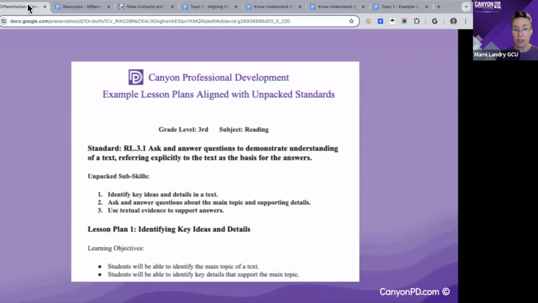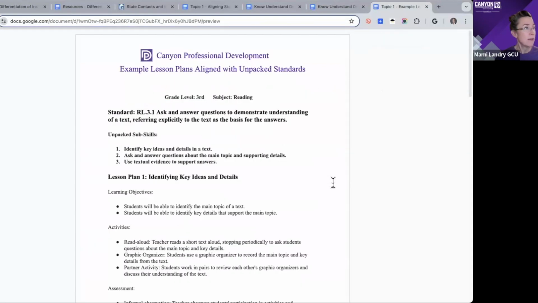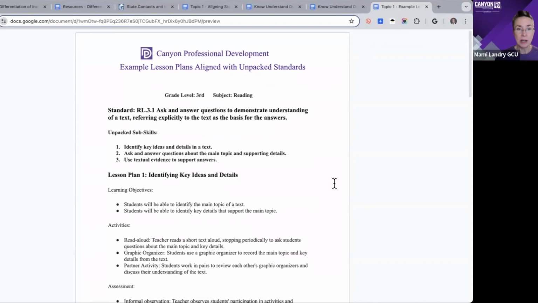They have to be able to identify key ideas and details in a text. They have to be able to ask and answer questions about main topic and details. And they have to use textual evidence to support their answers. Once I've unpacked those 3 skills, I can now write my learning objectives and plan some lessons. You can find this document in the course documents. It's called Example Lesson Plans Aligned with Unpacked Standards.